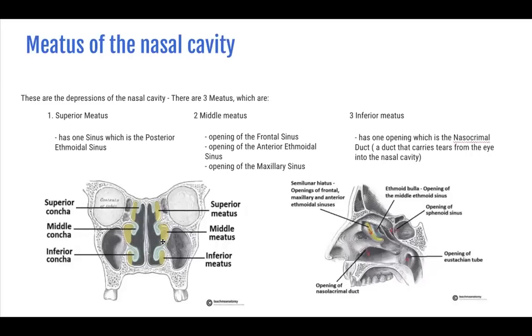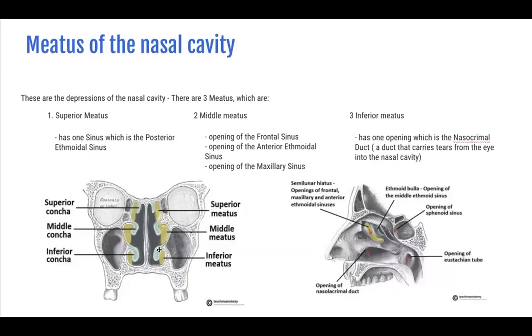Now, the significance of these meatuses is the drainage of fluid. Their function is to drain fluid from certain structures, and we'll find out what structures these are. So the superior meatus drains one single structure, which is the posterior ethmoidal sinus. The middle meatus will drain every other sinus. So the frontal sinus, the anterior ethmoidal, and the maxillary sinus. They will all drain into the middle meatus.